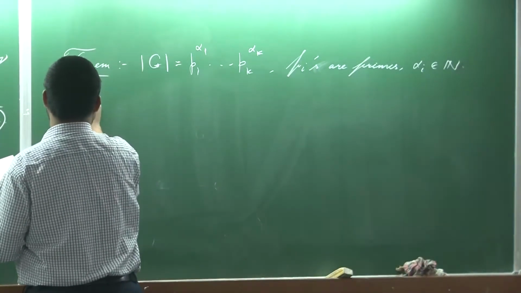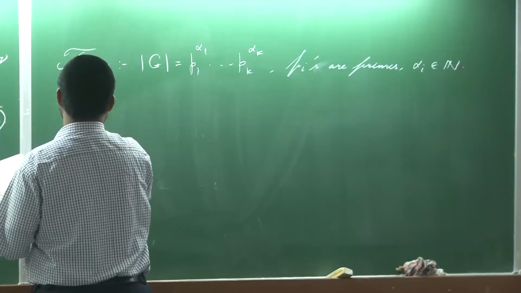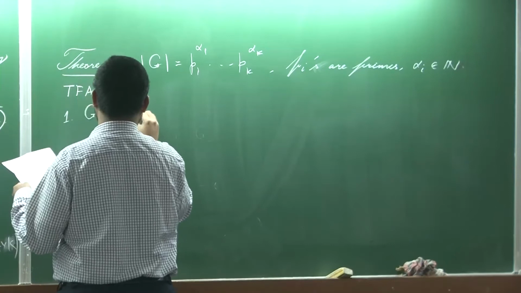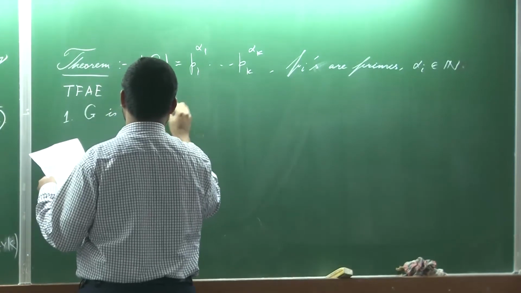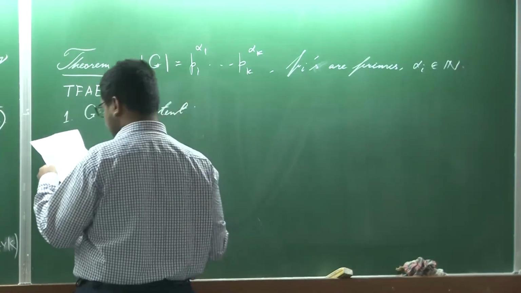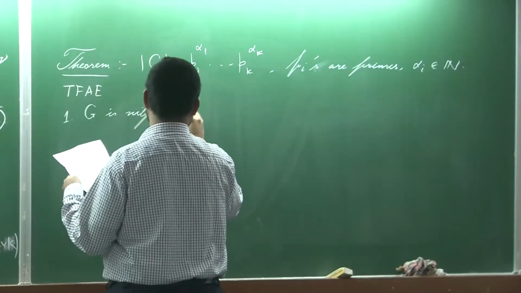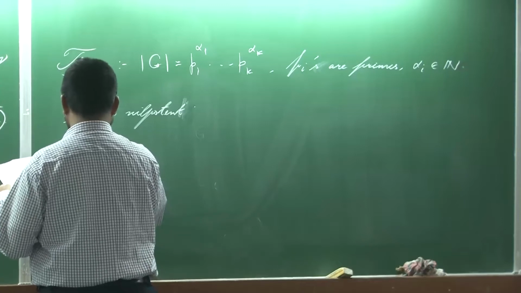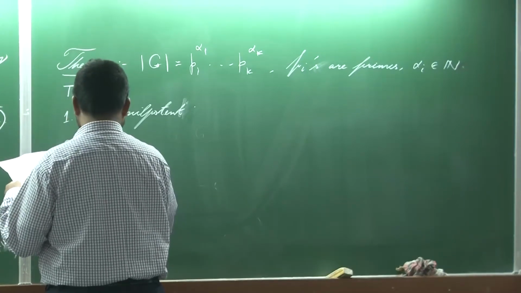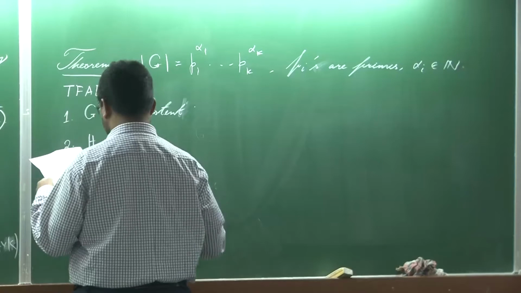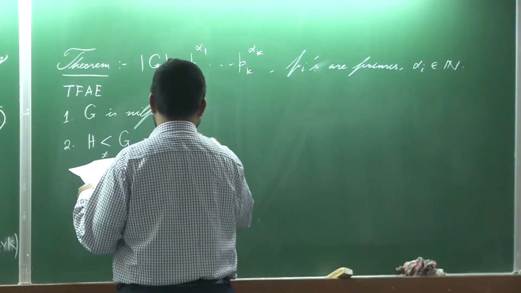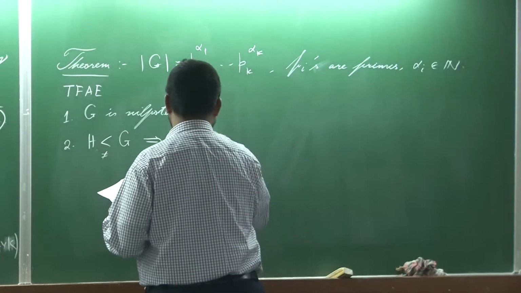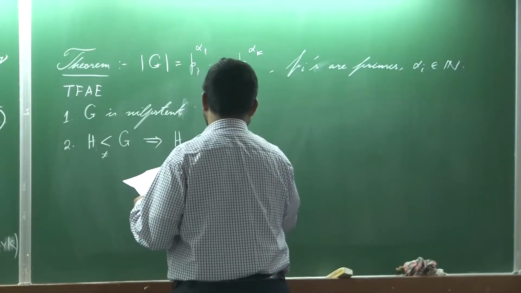The following are equivalent. What are the statements? The first statement is G is nilpotent. The second statement is that H is properly contained in the normalizer of every proper subgroup H. If a subgroup is proper in G, then it has to be proper inside its normalizer as well.